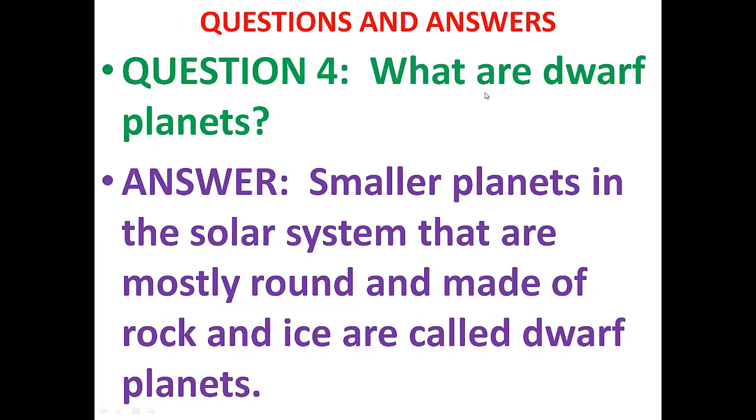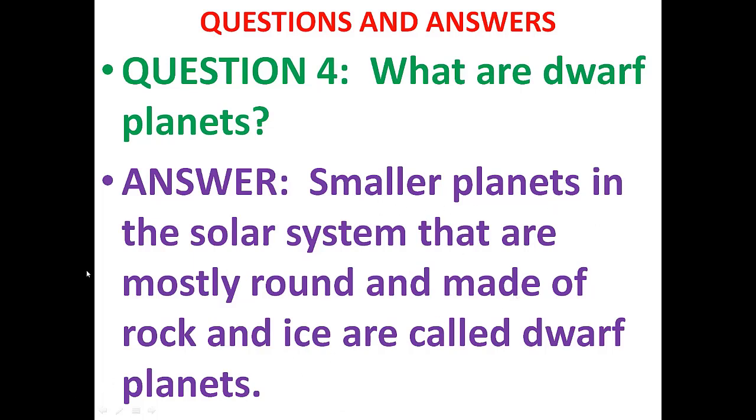Question number 4. What are dwarf planets? Answer: Smaller planets in the solar system that are mostly round and made of rock and ice are called dwarf planets. Dwarf planets are smaller planets which are round in shape and which are made up of rock and ice.